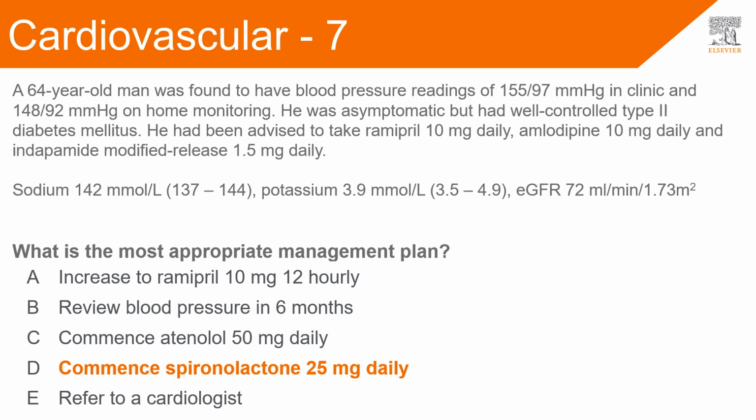And you don't need to refer to a cardiologist, because you normally refer to a cardiologist when the patient is already on maximum tolerated dosages of multiple medications after step 4 and you're not able to control it. Referral at this stage is a little bit premature. So add in the spironolactone, and then if it is not tolerated, you may consider referring to the cardiologist.